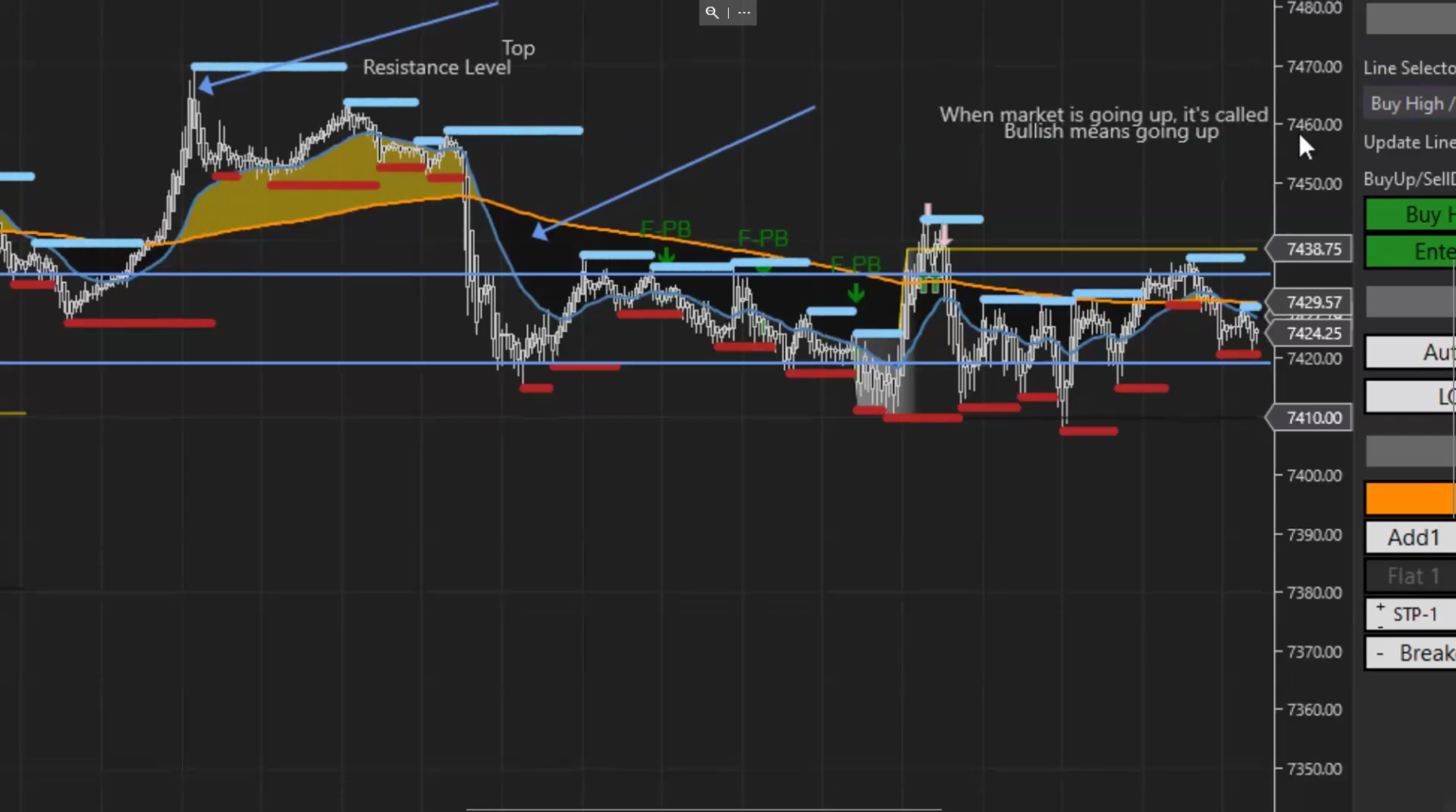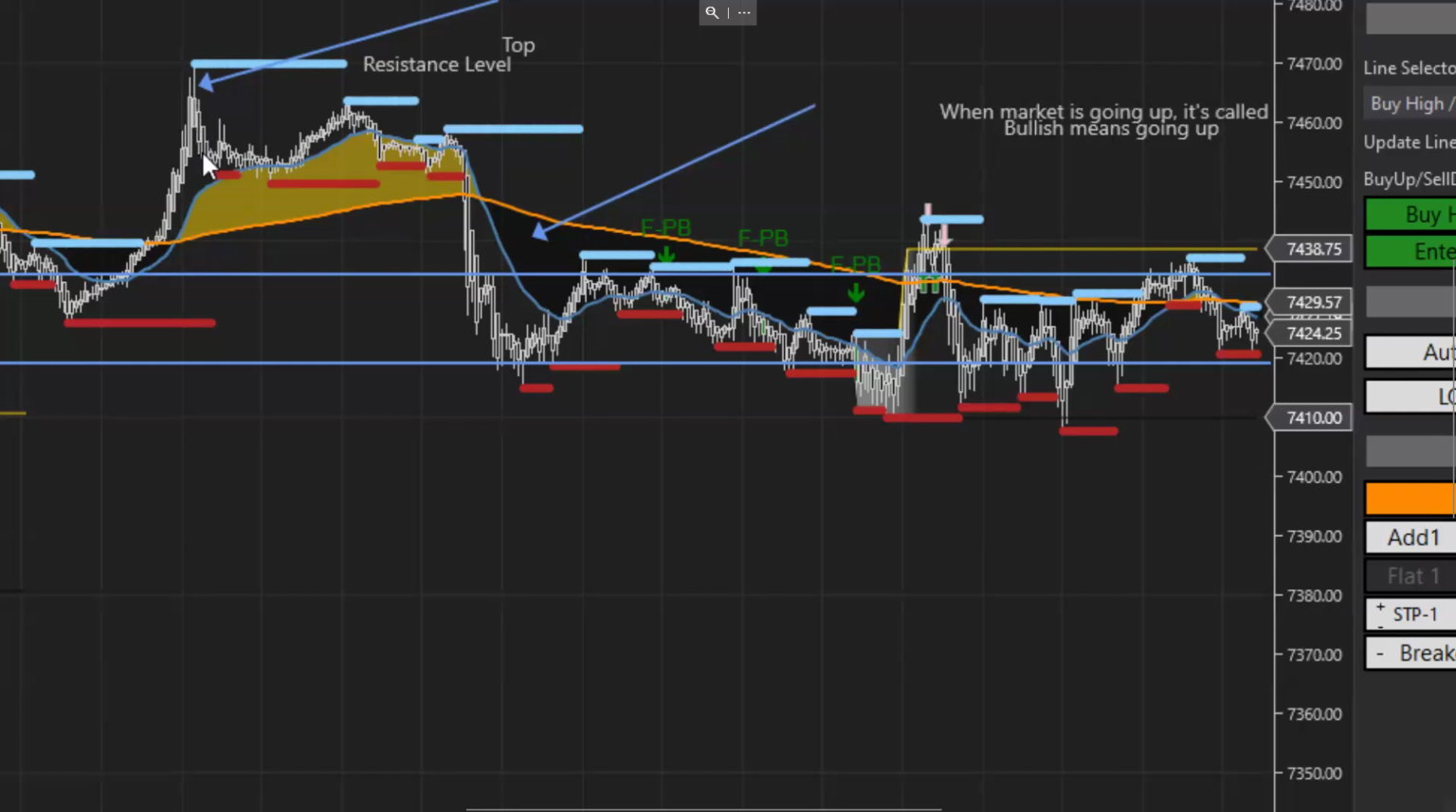So now you're here. You see the wick. It came down and it started a reversal, which is a downtrend. So downtrend means money's going down or no?